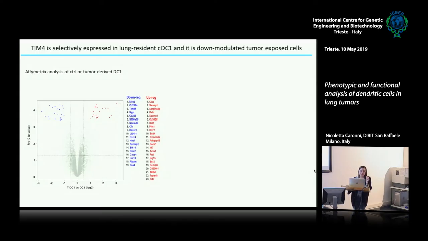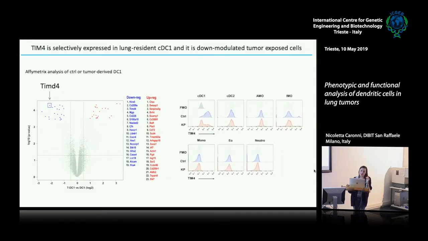From the Affymetrix analysis, we also looked at all the downregulated genes, and we saw that among the most downregulated genes, there is a particular gene called TIMD4. TIMD4 encodes for a receptor called TIM4, which is a receptor for apoptotic cells. And we confirmed the expression of TIM4. We checked for its expression in different myeloid subsets, and we compared the expression of this molecule between the subsets in control and KP tumor-bearing lungs.